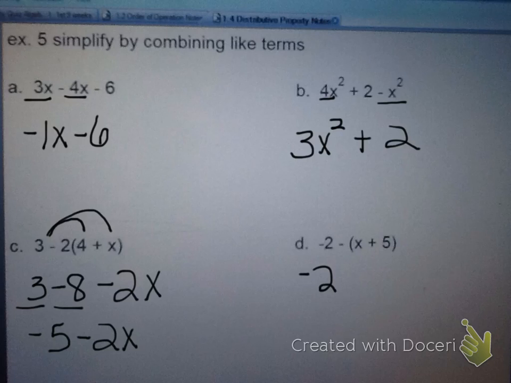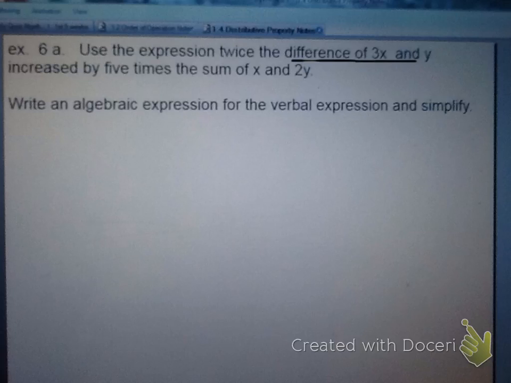I'm going to bring down the negative 2. I'm going to distribute the negative out. When you distribute a negative in front of the parentheses, it changes the sign of each term. Now I'm going to combine like terms. I'm going to combine negative 2 and a negative 5 and get negative 7, but I'm going to bring the x down first.